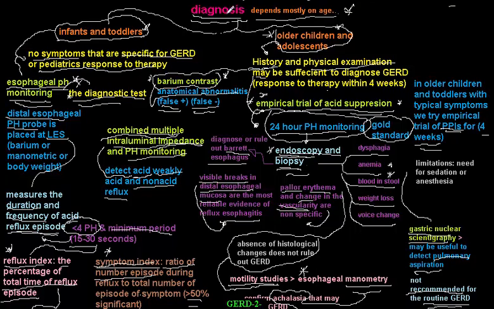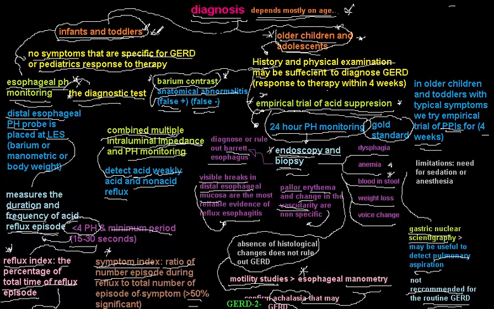Okay, let's start. The diagnosis of gastroesophageal reflux disease depends mostly on the age of the child, whether he is an infant or a toddler, or an older child or adolescent. The difference in symptoms in infants and toddlers and the older children is the reason behind subdividing the diagnosis of gastroesophageal reflux disease into these groups.